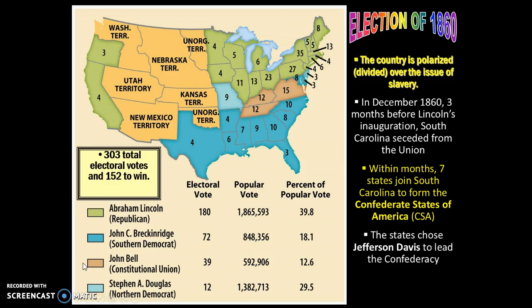saying he's not my president because no Southern states voted for him. He does not win a single one. So in December of 1860, 3 months before Lincoln is even inaugurated, South Carolina decides to secede from the Union.